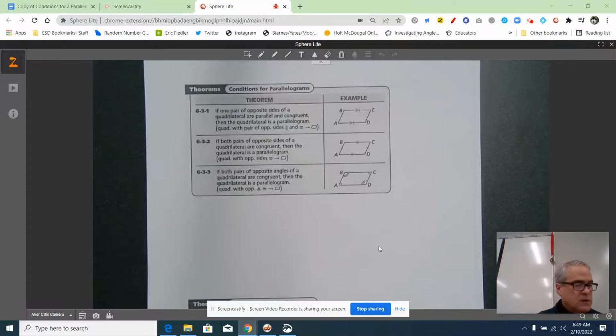Hi, everybody. Section 6.3 is what this video is about, conditions for parallelograms. Lots of conditions. There's like 5 of them. So we need to make sure that we're keeping meaningful notes and keeping track of things. And we'll talk about it in class.